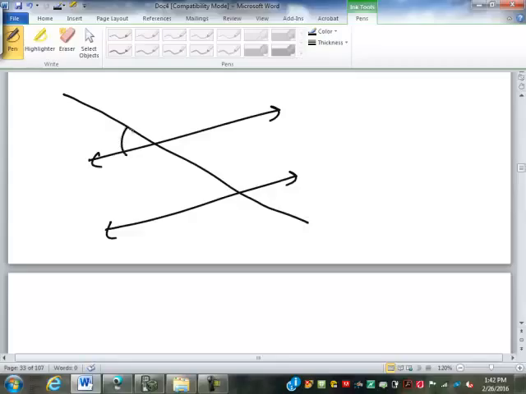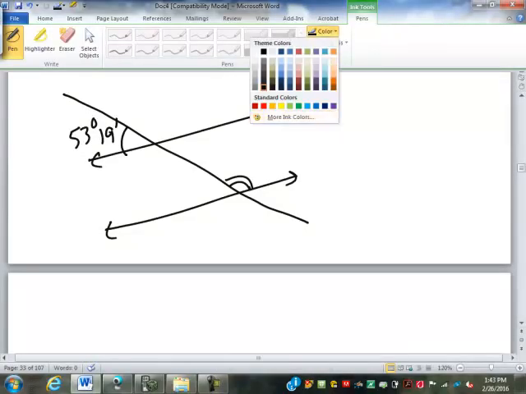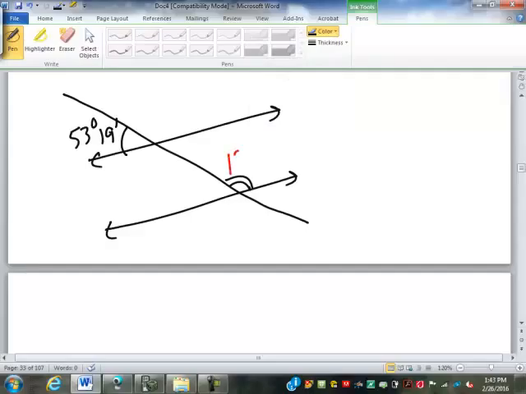So let's say this angle right here is 53 degrees, 19 minutes. What does that angle right there have to be? 126 degrees, 41 minutes?